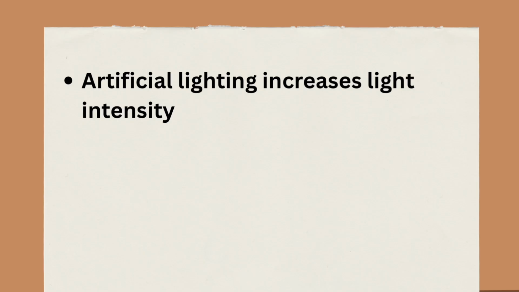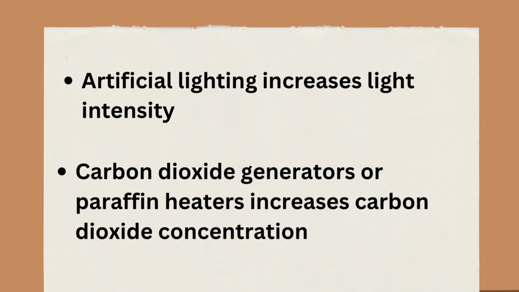So here's our first point. Artificial lighting increases light intensity. So you get 1 mark for mentioning artificial lighting and 1 mark for saying that increases light intensity. It's important to use the word light intensity. The second set of marks come from talking about carbon dioxide. So you can talk about carbon dioxide generators or paraffin heaters for 1 mark, and then for a second mark saying that these increase carbon dioxide concentration.